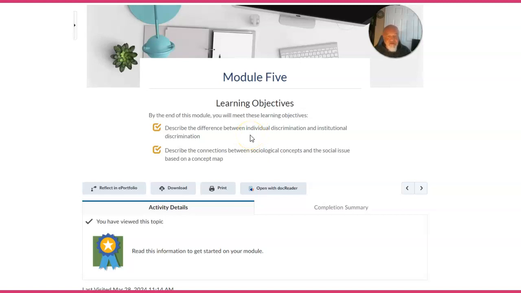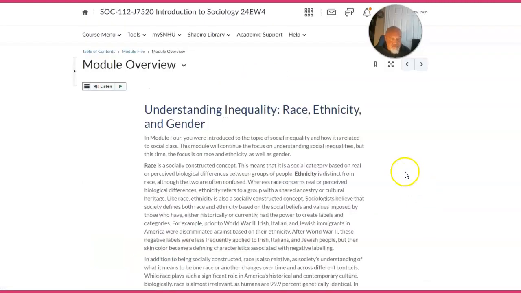Just don't write that discrimination is bad. Think about the fact that institutional discrimination affects more people and is actually more problematic. Okay. So you're also going to be working on what's called a concept map, and that is for your final project.